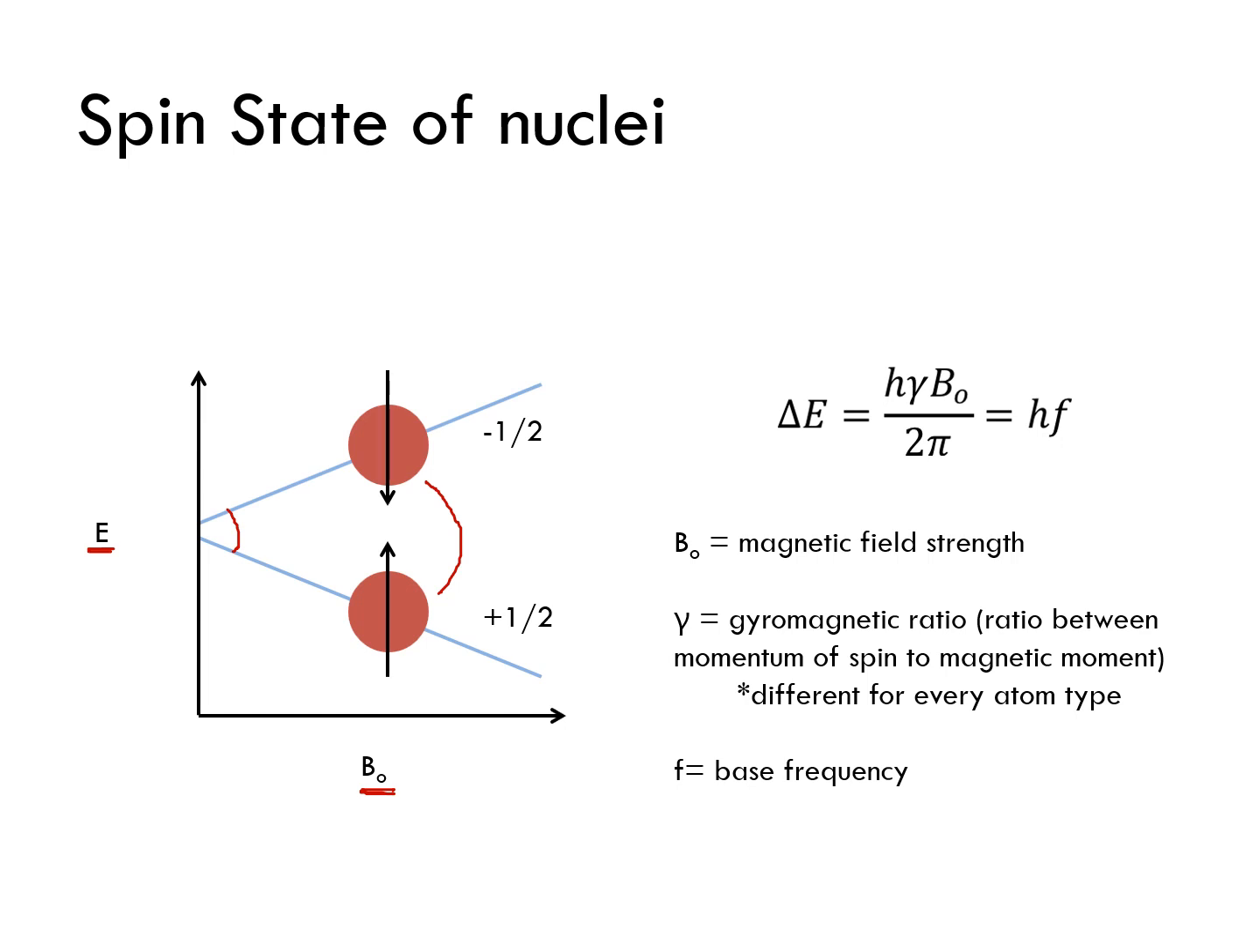And when we look at the equation that we actually have, the energy is equal to h gamma times B over 2 pi, which again is also related to hf. So remember that B is the magnetic field strength, gamma is the gyromagnetic ratio, which is the ratio between momentum of spin to magnetic moment. And that is going to be different for every atom. So make sure that you don't try to use the same thing for different atom types.